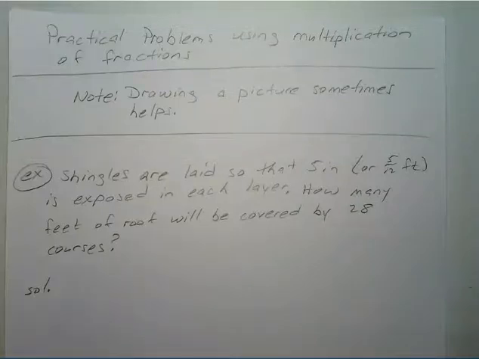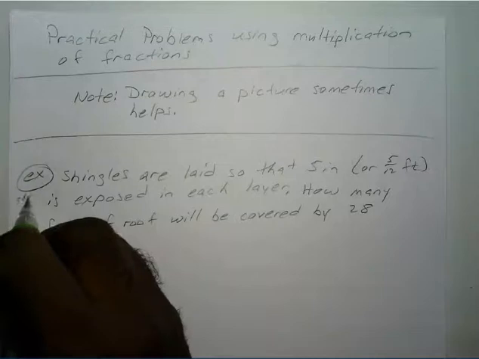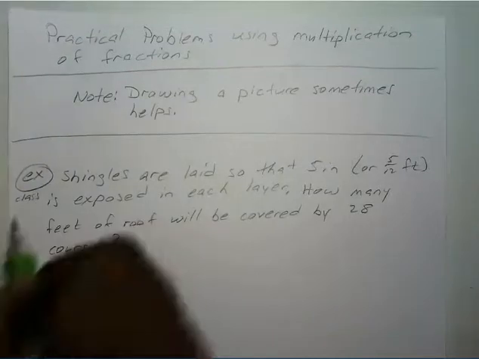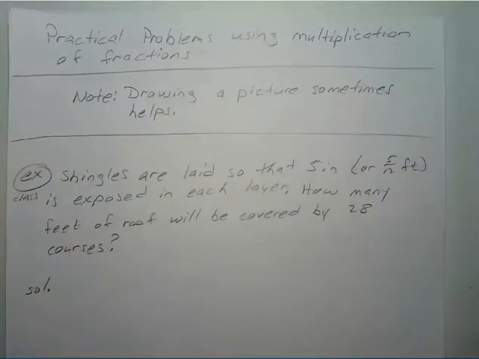For our first example, it says shingles are laid so that 5 inches, which can be represented as 5/12 of a foot, is exposed in each layer. How many feet of the roof can be covered by 28 courses? What I want you to do is press pause and solve that one on your own.